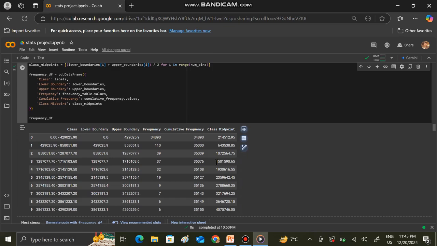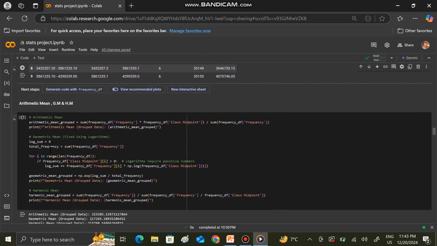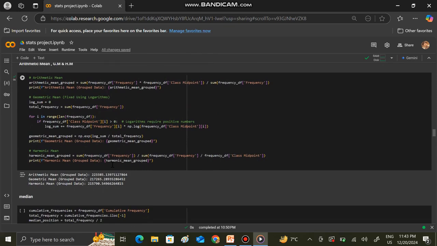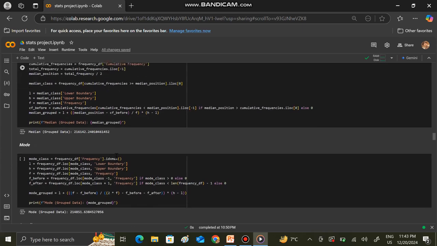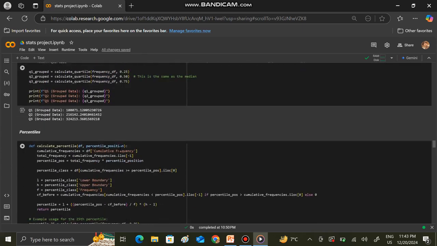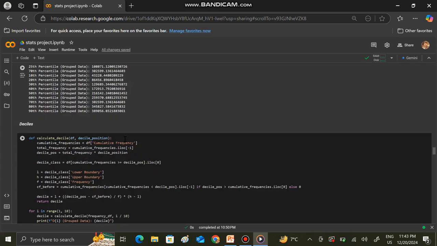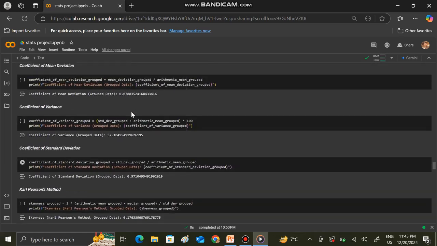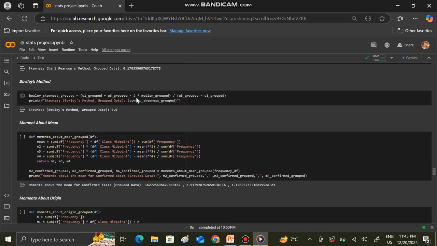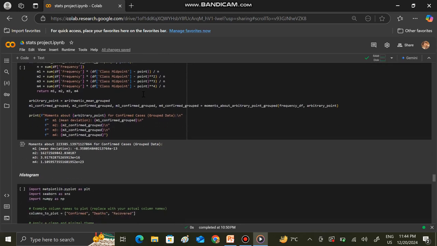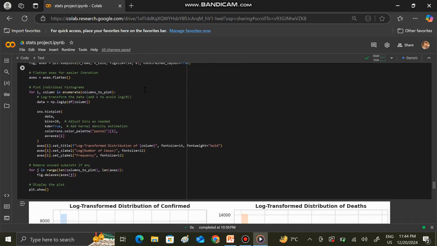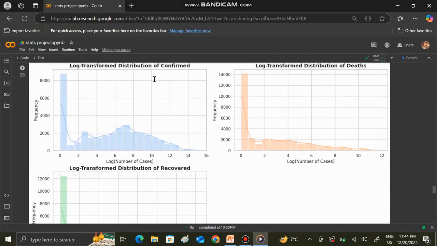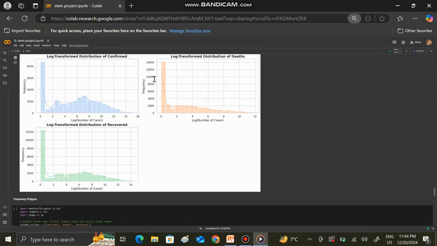Now we're going to calculate arithmetic, geometric, and harmonic mean by grouped data, median, mode by grouped data, all three quartiles, all 10 percentiles, deciles, measures of dispersion, coefficients of dispersion, Karl Pearson's method and Bowley's method for skewness, moments about mean, origin and arbitrary origin. In this similar way as we did for ungrouped data, we are going to plot a histogram for visualization.